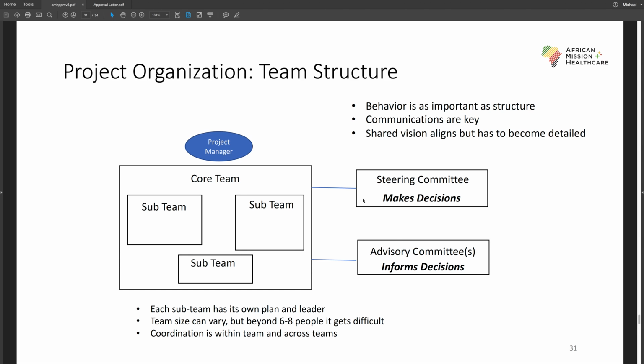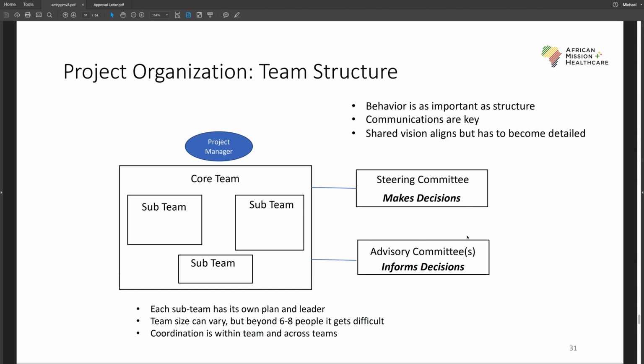Two other things on this slide worth mentioning are steering committees, which make decisions, and advisory committees, which inform decisions. They're very, very important in almost any program and project management, and the way these are managed and used is very, very important. A lot of times people feel like you need to get everybody's input to make a decision, and that's not always true. Your goal is to collect enough information such that you can make a quality decision.